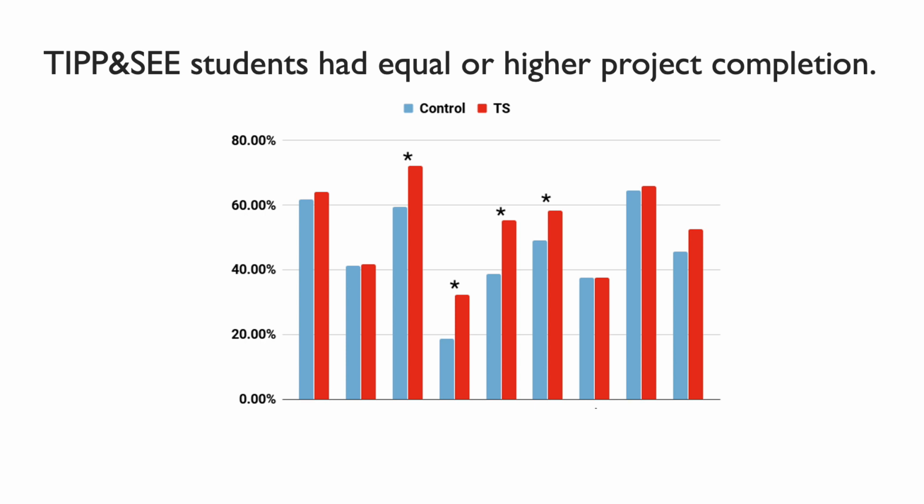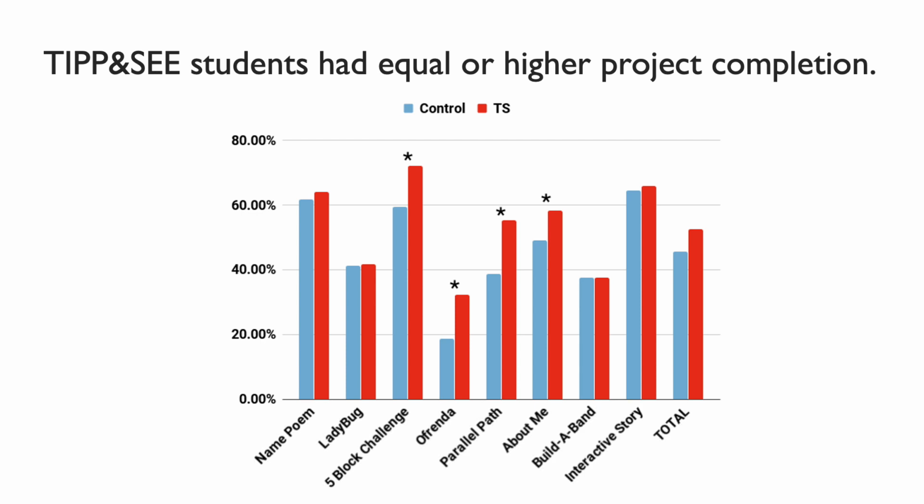So for each Scratch project, students had to complete certain requirements, some to demonstrate a concept, some to encourage creativity. This graph shows the completion rate of requirements for each project. Project names are on the x-axis, and the percentage of requirements is on the y-axis. Control students are on the left, and the TIPP SEE students are on the right. Projects where the completion rate was statistically significantly higher for the TIPP SEE students are marked with an asterisk.